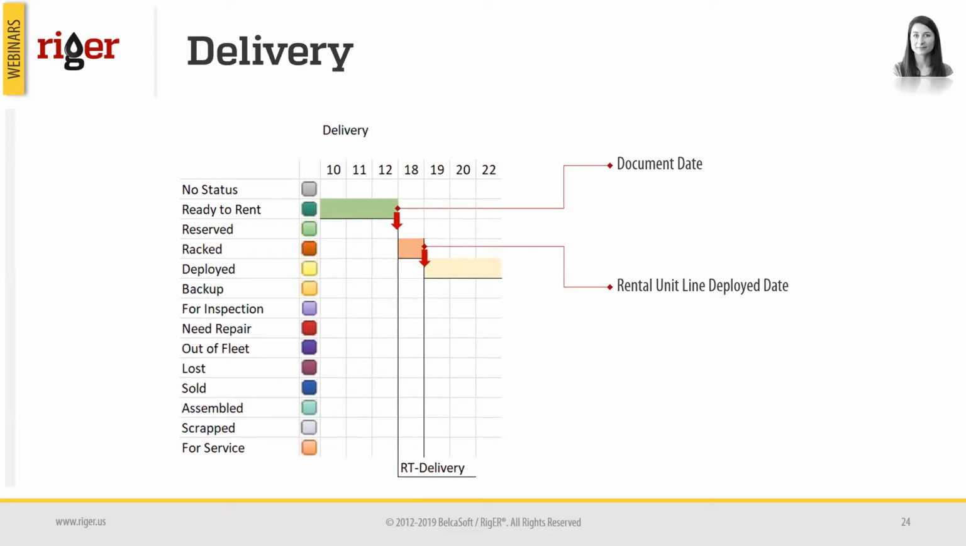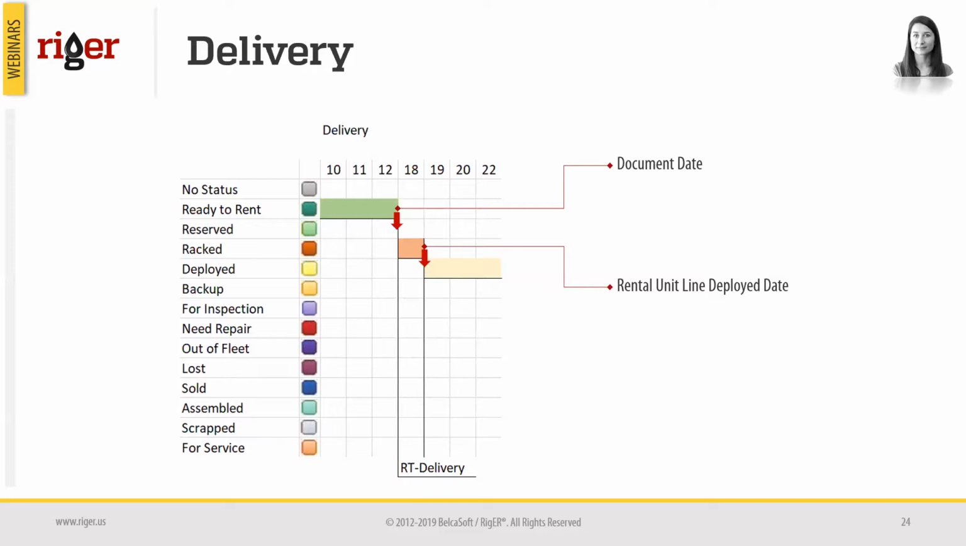Yes, thank you, Michael. So let's move to the delivery procedure in your workflow. The delivery procedure triggers the status deployed or racked for a rental unit. So when you generate a rental ticket delivery, there are two options for how to proceed.